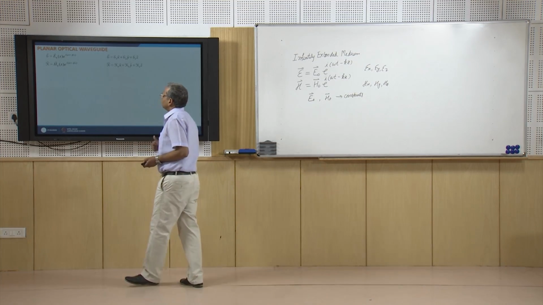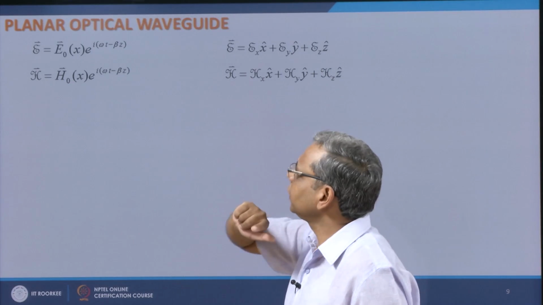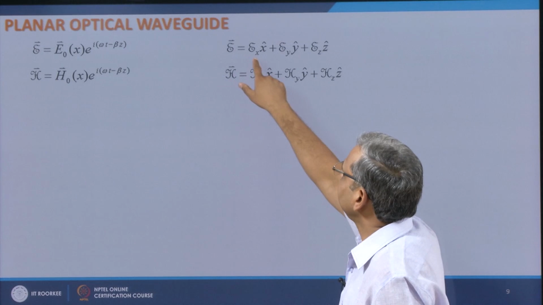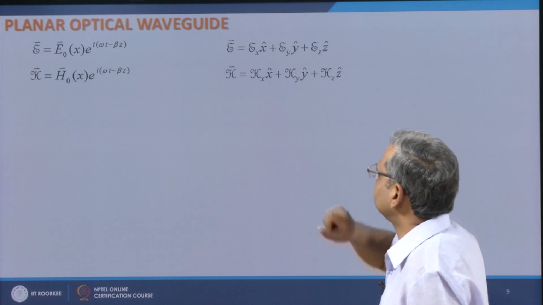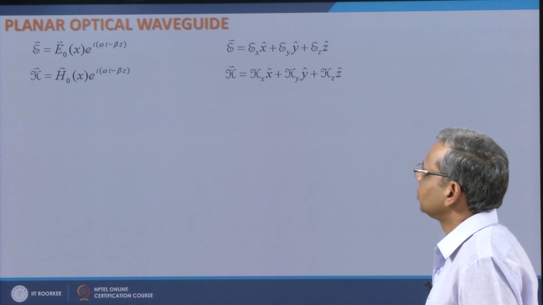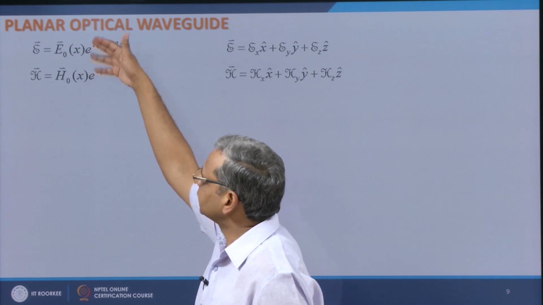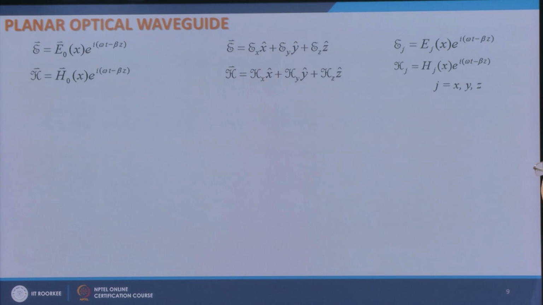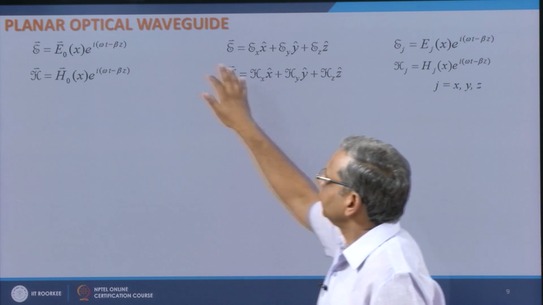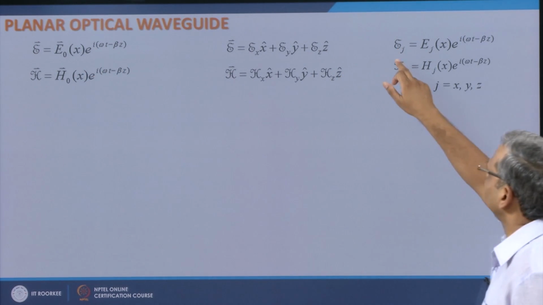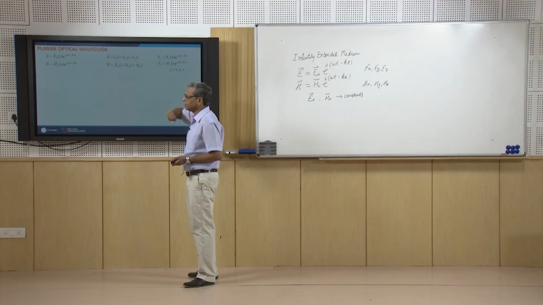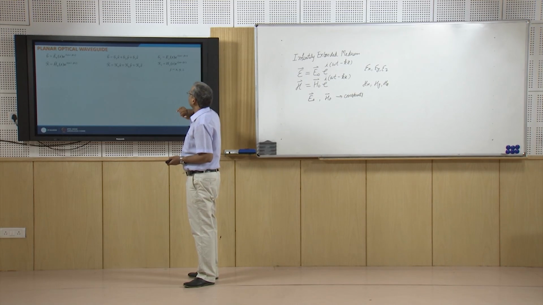I have the solutions here, and do not forget that I have vector signs here, which means this E is nothing but Ex x cap plus Ey y cap plus Ez z cap, and similarly H. So, basically I have 6 such equations, 3 in E and 3 in H. If I write down the components of this, then I can write them as Ej is equal to Ejx e to the power i omega t minus beta z, and similarly Hj, where j can be x, y or z.